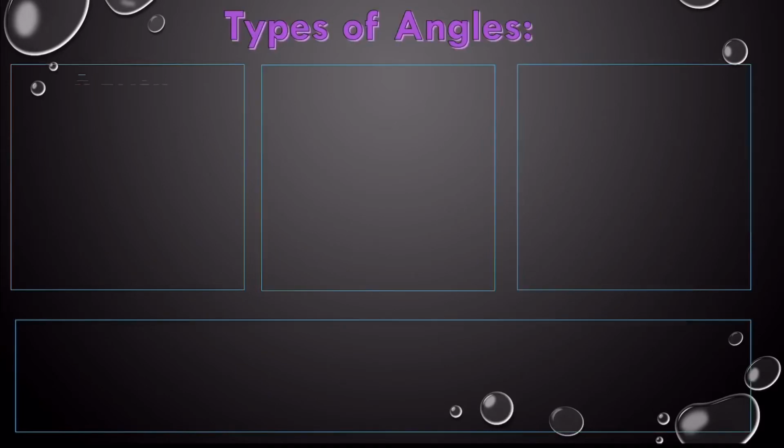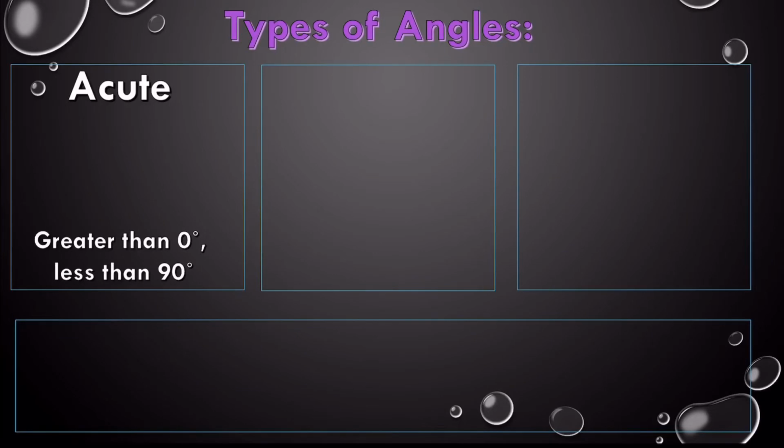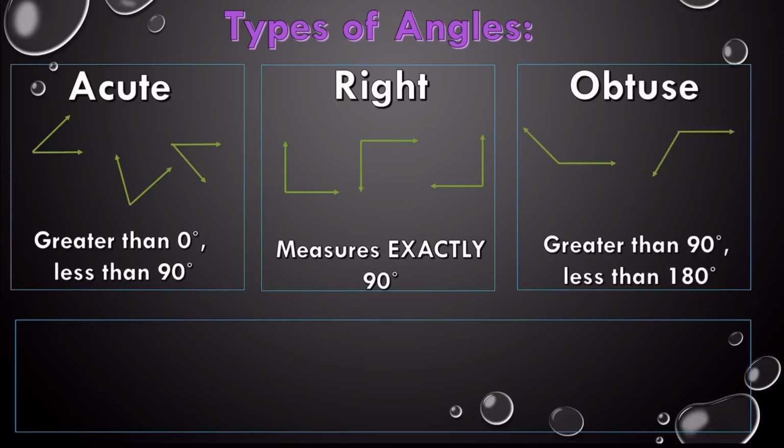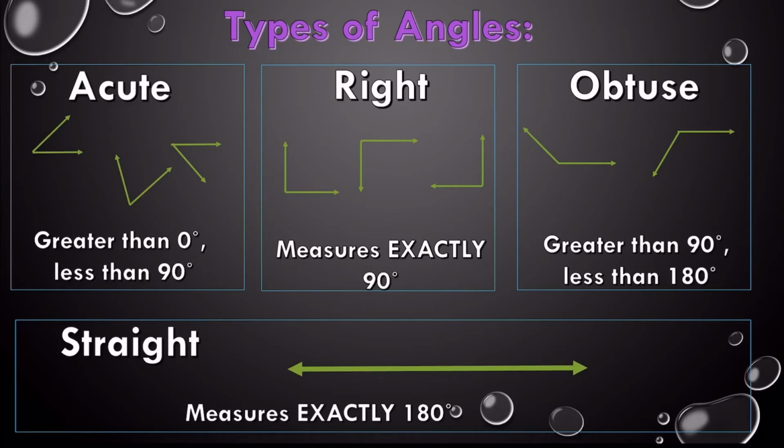We have types of angles. We have an acute angle. That's when it's greater than 0 but less than 90, and it could look any one of these ways. It could look different too, but it would not be a perfect L shape. That's where the right angle comes in. It measures exactly 90 degrees. You'll normally see that little square on the inside of it, but it's a perfect L. Then we have an obtuse angle, which is greater than 90 but less than 180. And finally, we have a straight angle. It's just a solid straight line, and that measures exactly 180 degrees.